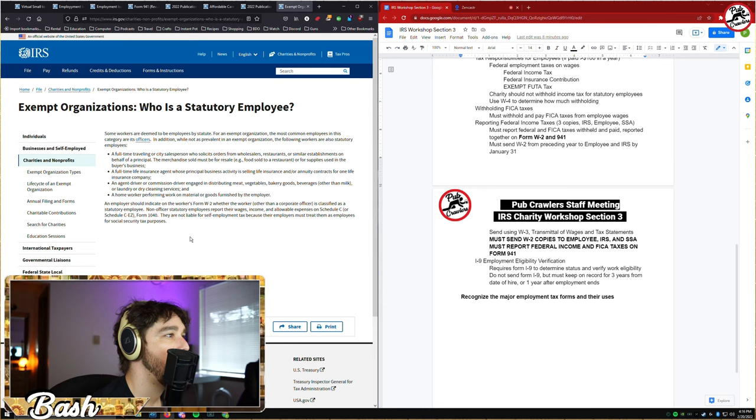Because you're still being taxed Social Security, and that's the federal thing. The defining line is this corporate officer thing. Some workers are... why being a bartender can be so confusing.